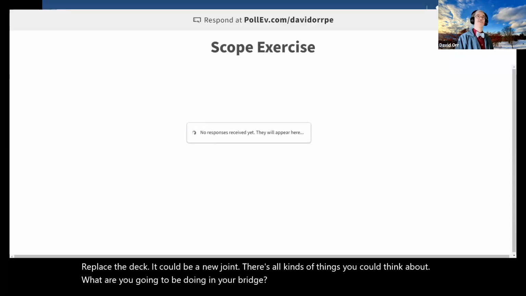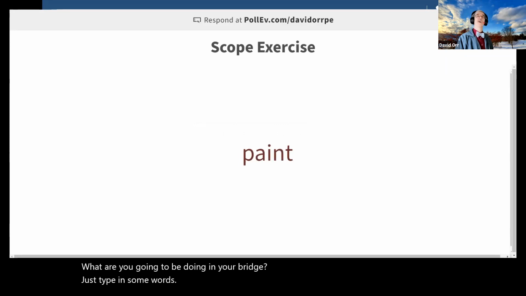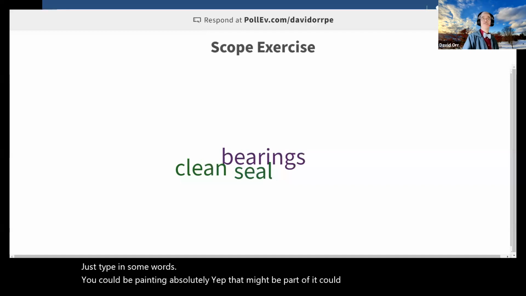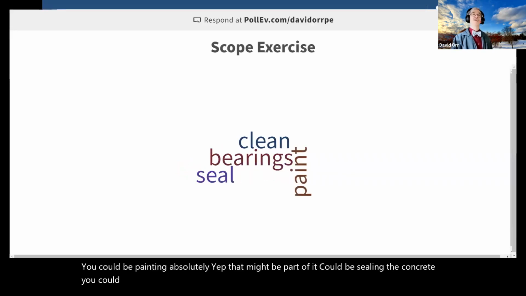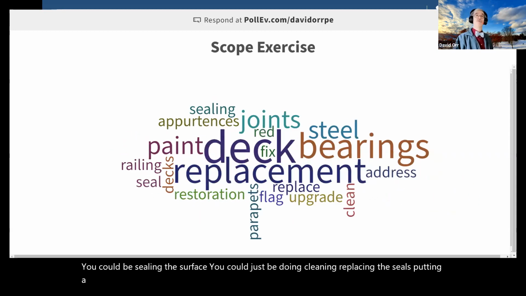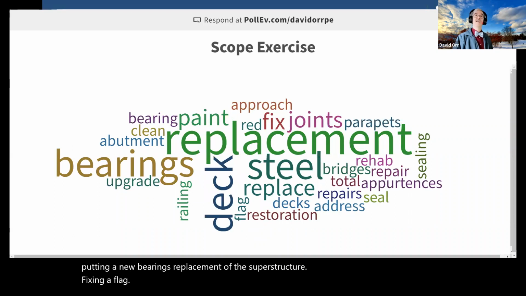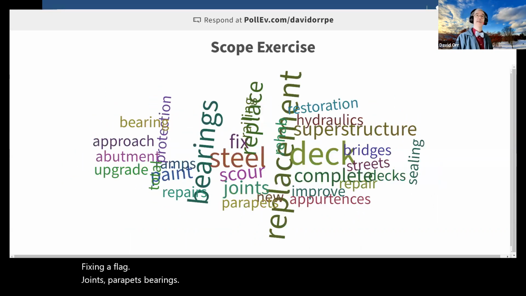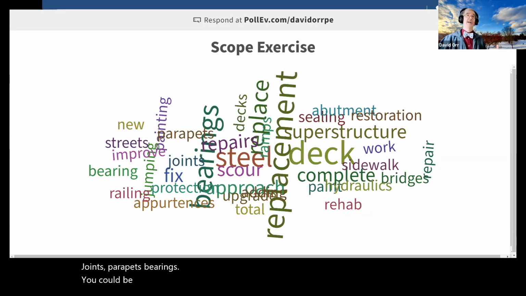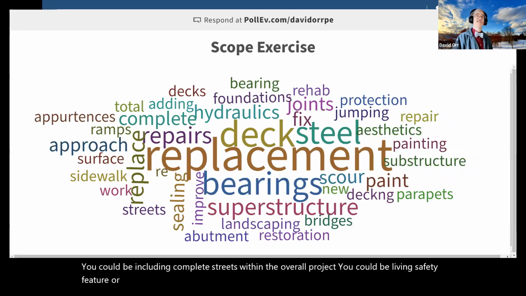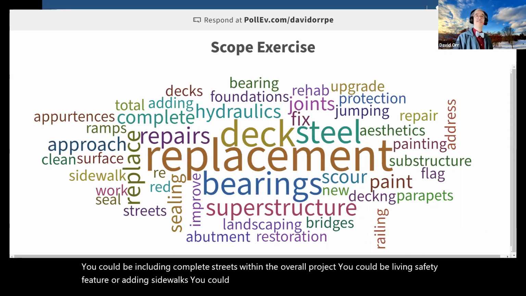Just type in some words. You could be painting. Absolutely. Yep, that might be part of it. You could be sealing the concrete. You could be sealing the surface. You could just be doing cleaning, replacing the seals, putting in new bearings, replacement of the superstructure, fixing a flag, joints, parapets, bearings. You could be including complete streets within the overall project. You could be doing a safety feature or adding sidewalks. You could be doing other appurtenances. Could be a hydraulics issue.